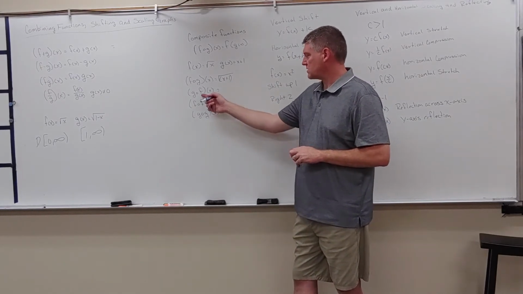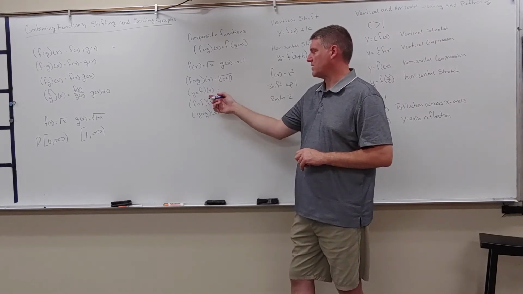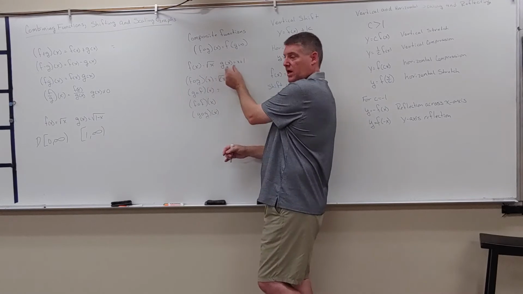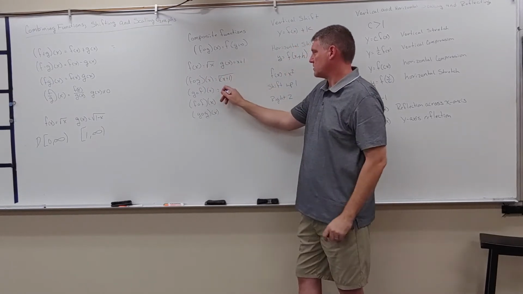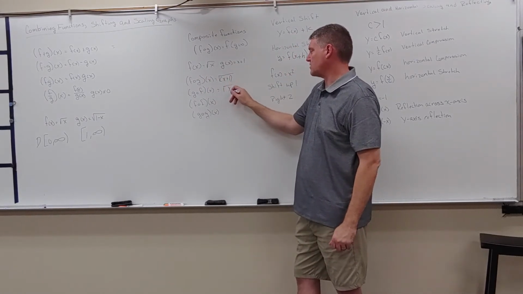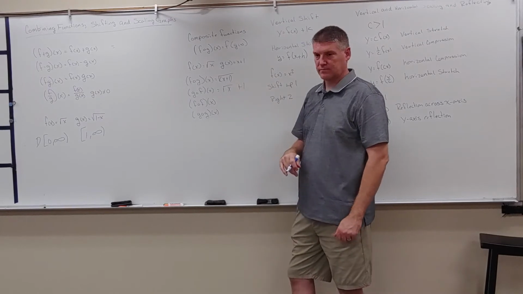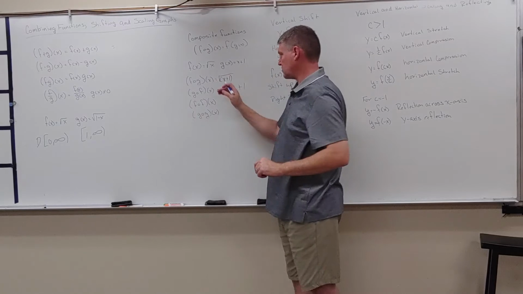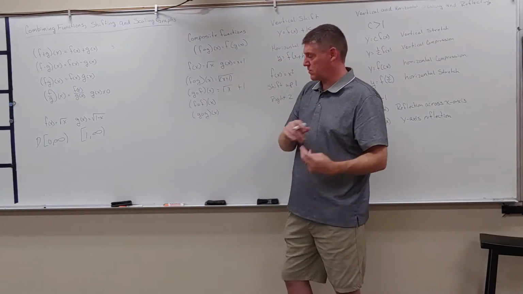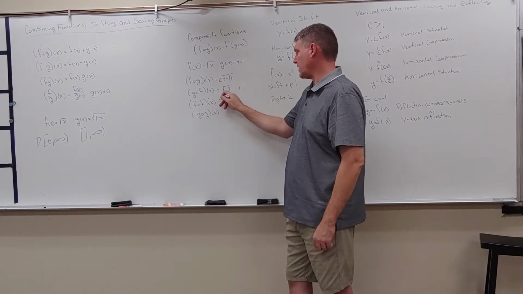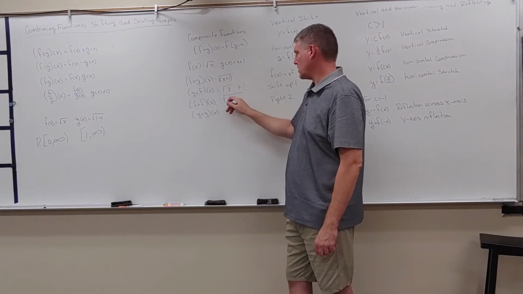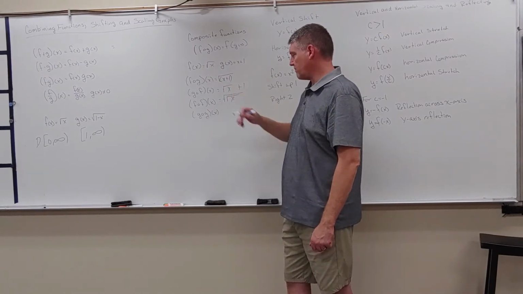Now the next one says I'm going to take f of x and plug it into g of x. So I'm going to take this square root and plug it in for the x here. So this becomes the square root of x plus 1. Now I have f of f of x. So I'm going to take the square root of x and plug it into the square root. So I have the square root of the square root of x.